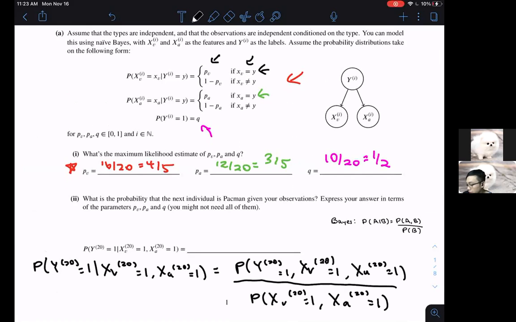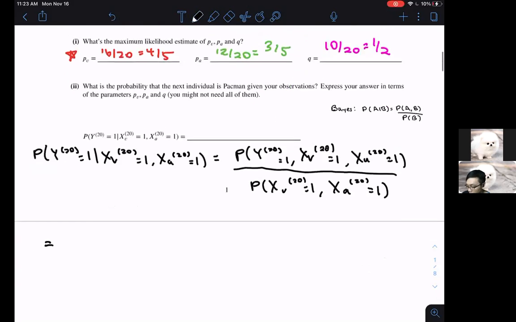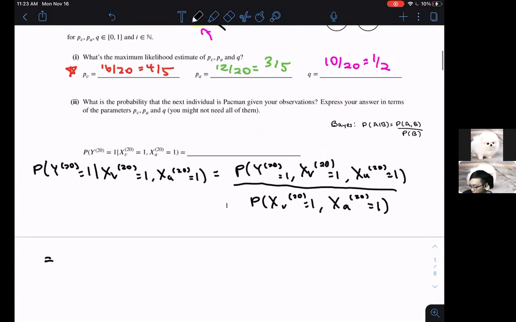And in that case, we're going to take the appropriate columns. So right here, Y is equal to 1 corresponds to Q. XA is equal to 1, which is equal to Y, corresponds to PA. And XV is equal to 1, which is equal to Y, corresponds to PV. So multiplying all that together, that means my top is just going to look like PV times PA times Q.